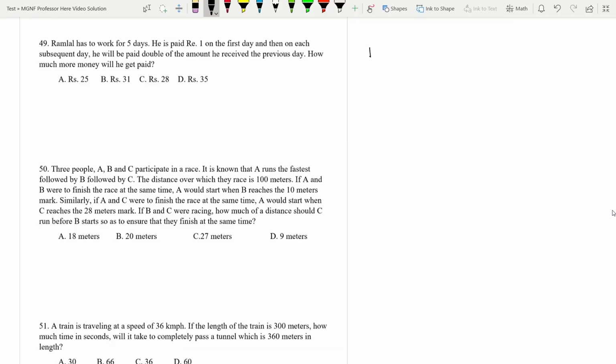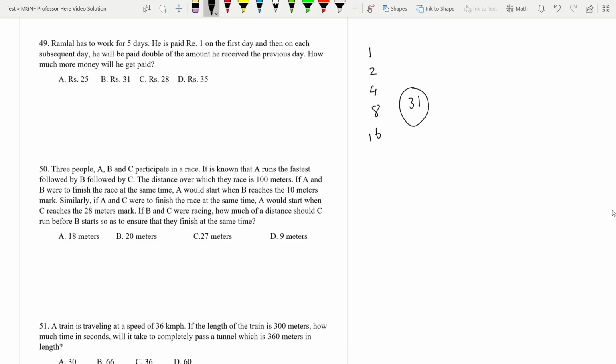So he received 1, the next day he receives double, 2, the next day double, 4, 8, 16. How much more money will he get paid? So total is 24, 28, 30, 31. So he receives 31 rupees in total, which means how much more money will he get paid?